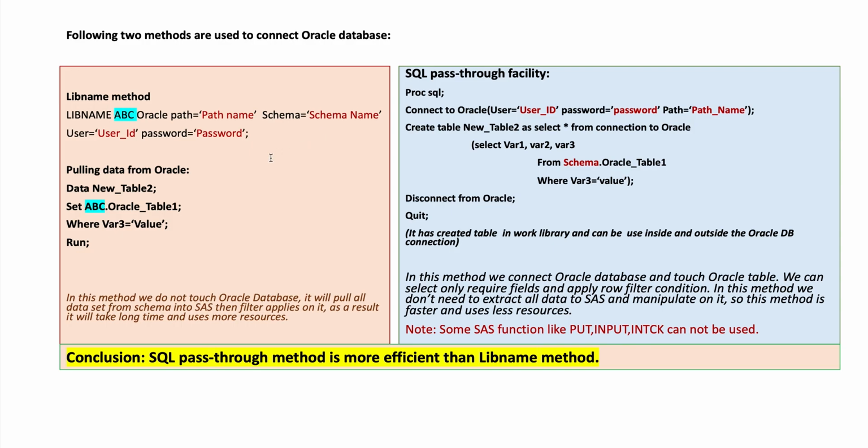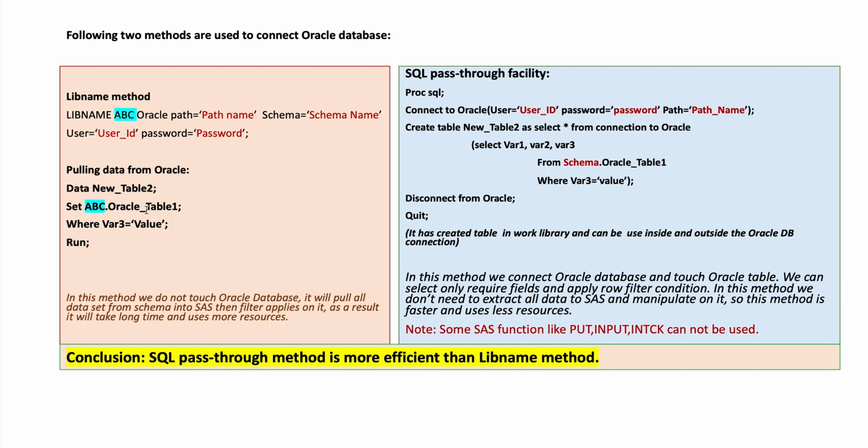The next step is how to pull the data from Oracle. One of the methods is the data step method. Data new_data, that means table 2, that is the new table name. Then we use the set statement, set abc.oracle_table1, where abc is the libname we have defined here.